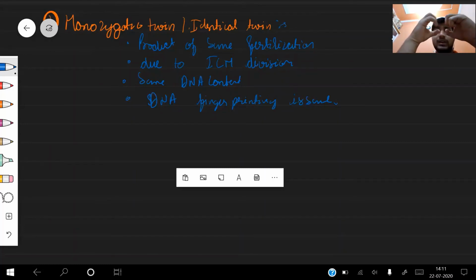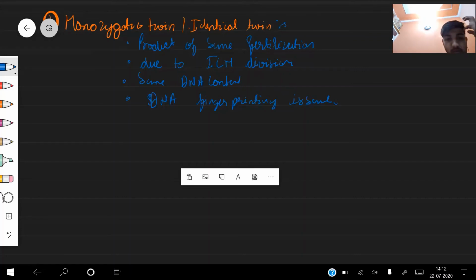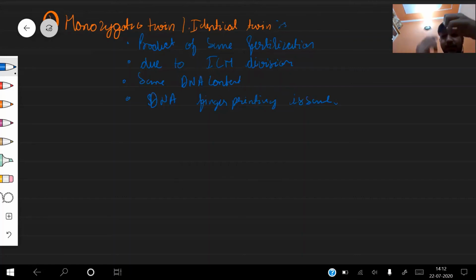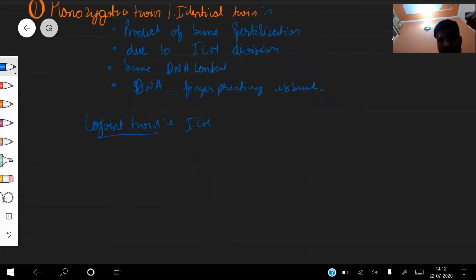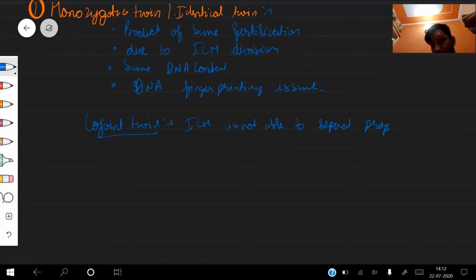Sometimes the inner cell mass is not able to separate completely, so it remains attached at one point. This is known as the conjoined twin. The inner cell mass is not able to separate properly, or 100%.